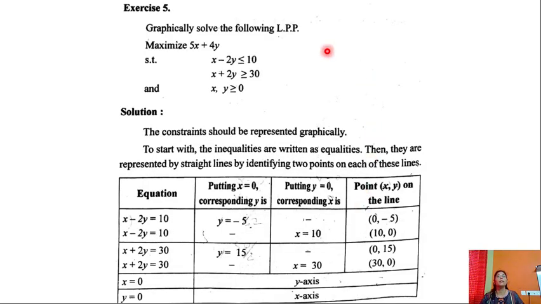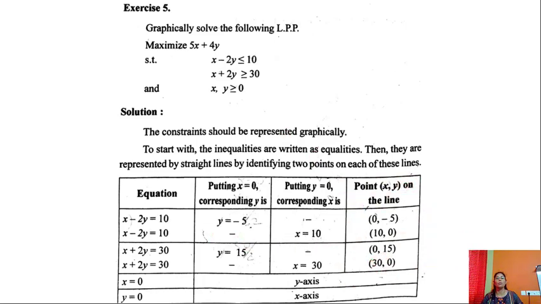Now let us see another problem. Graphically solve the following LPP. Here the problem is to maximize Z = 5x + 4y subject to the constraints. The same method is followed here. First of all, we convert these inequalities into equalities, and putting x = 0 and putting y = 0, we find the values of x and y.